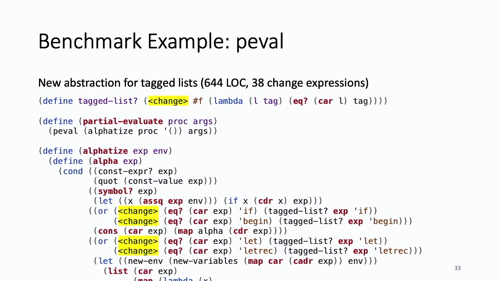And an example of a curated benchmark, this is a p-val benchmark. So what we did, we just introduced a new abstraction for tagged list, and then we used it alongside in the entire benchmark everywhere possible. So this is a benchmark of like 644 lines in which 38 changes were made.